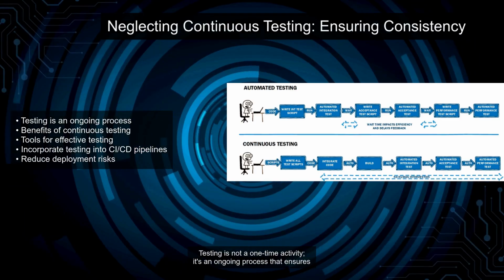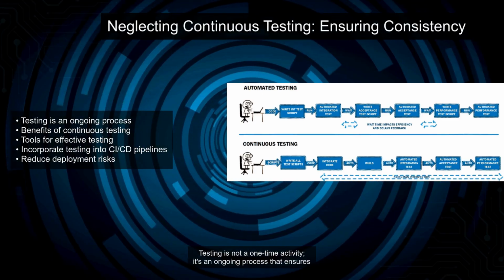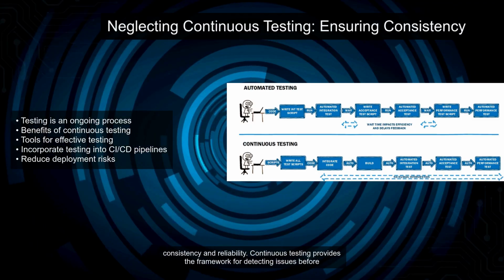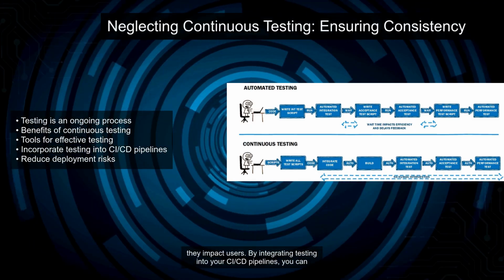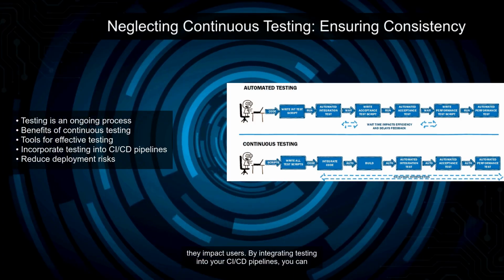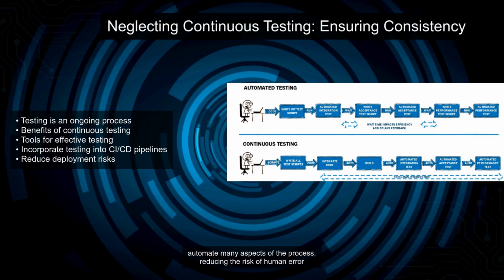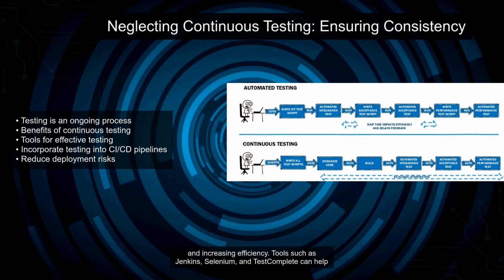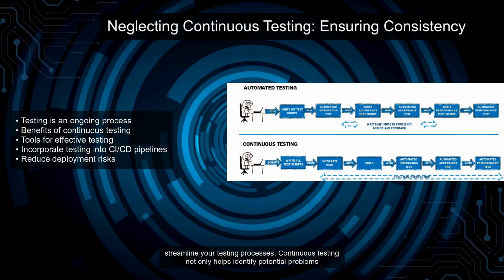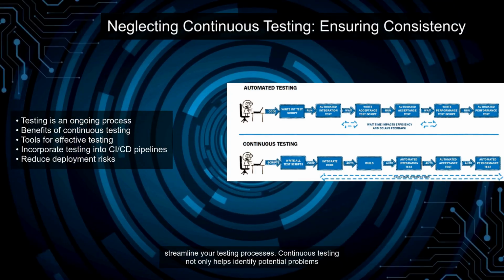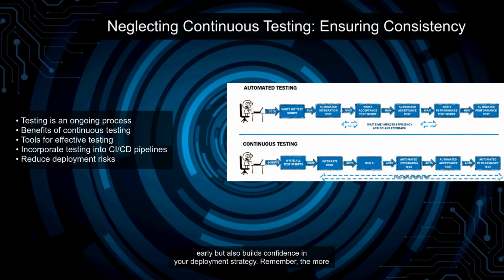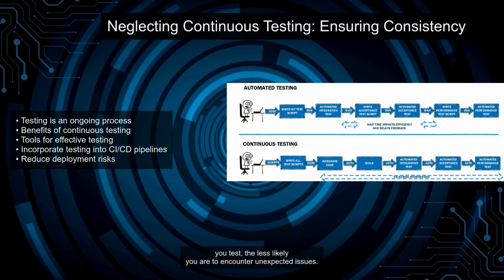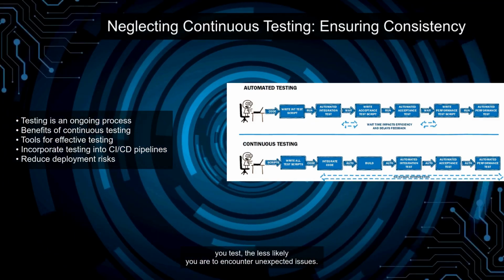Testing is not a one-time activity, it's an ongoing process that ensures consistency and reliability. Continuous testing provides the framework for detecting issues before they impact users. By integrating testing into your CI/CD pipelines, you can automate many aspects of the process, reducing the risk of human error and increasing efficiency. Tools such as Jenkins, Selenium, and TestComplete can help streamline your testing processes. Continuous testing not only helps identify potential problems early but also builds confidence in your deployment strategy. Remember, the more you test, the less likely you are to encounter unexpected issues.